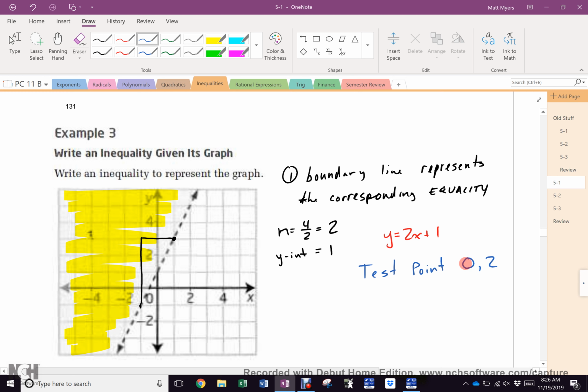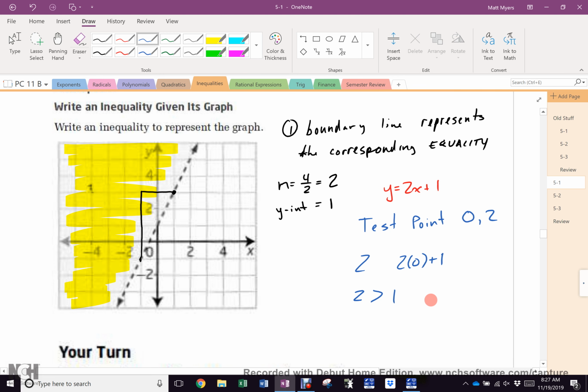So where does the 0 go? Where does the 2 go? The 0 goes for the x, the 2 goes for the y, right? So what we're going to get is 2, and then 2 times 0 plus 1, yes? Okay, so 2, what's 2 times 0? 0 plus 1, 1. Everyone agree? Which way do I run the arrow here? 2 is greater than 1. So, what is our inequality? Y is greater than 2x plus 1.